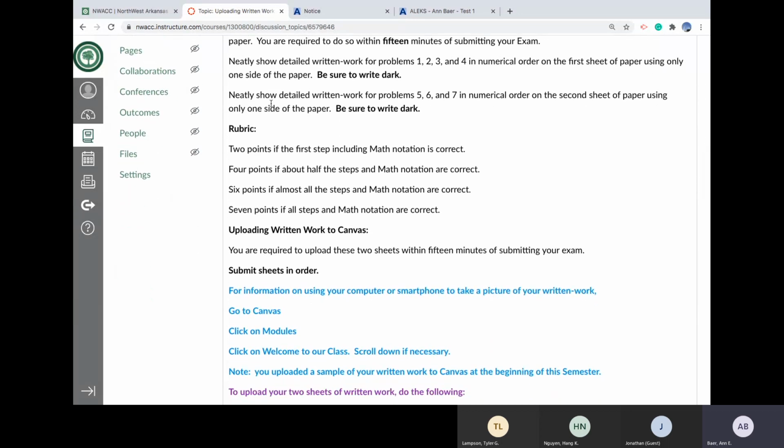Now the rubric, it's really difficult in math to give a detailed rubric. Each problem is worth 7 points. So let me give you an idea of how I grade. You can get 2 points, 4 points, 6 points, or 7 points. 2 points if the first step, including math notation, is correct. 4 points if about half the steps in math notation are correct. 6 points if almost all the steps in math notation are correct, and 7 points if all steps in math notation are correct.